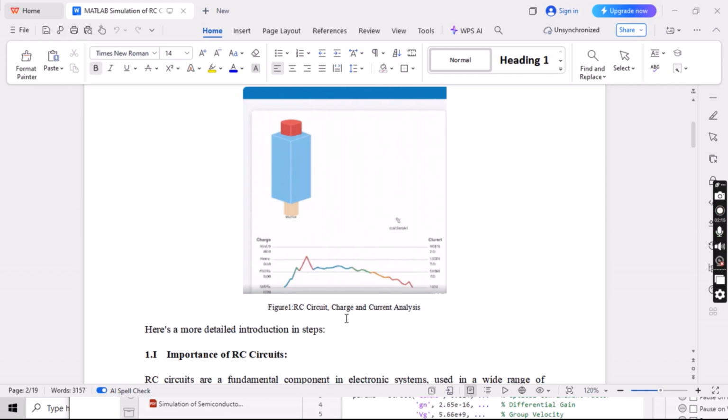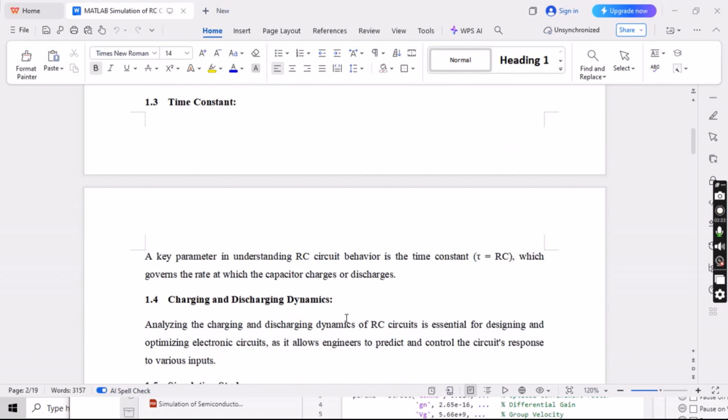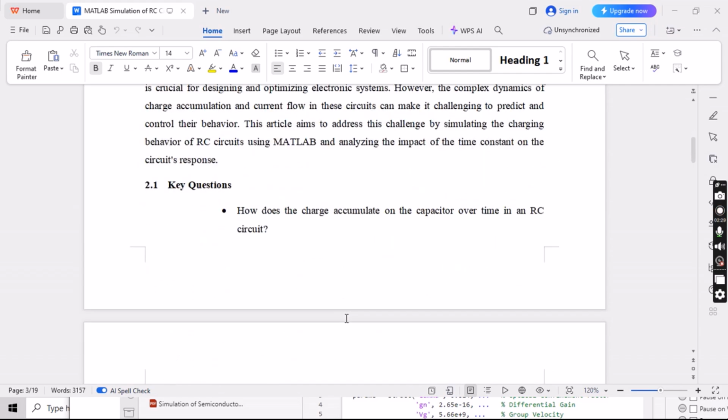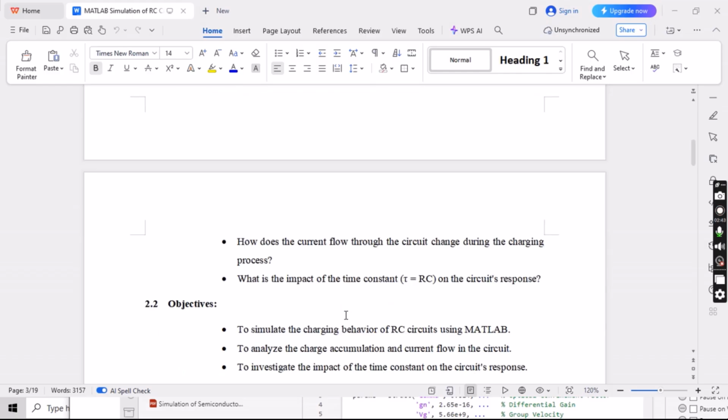I have defined the importance of RC circuits, dynamic behavior, time constant, charging and discharging dynamics, simulation study, objectives, and the problem statements. Next are the key questions. These are the key questions: how does charge accumulate on a capacitor over time in an RC circuit? How does the current flow through the circuit change during the charging process? What is the impact of the time constant on the circuit response?